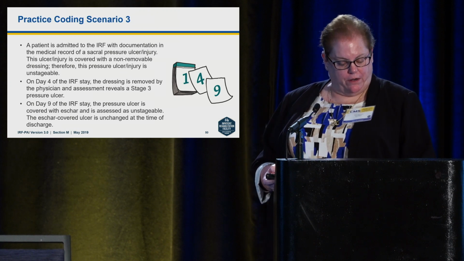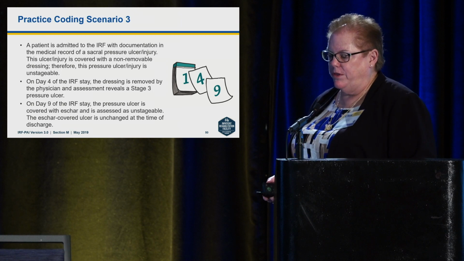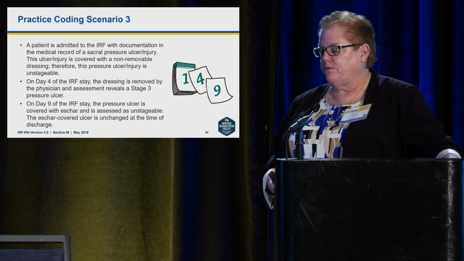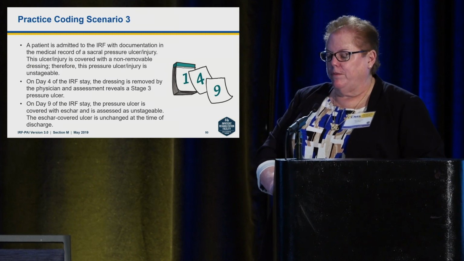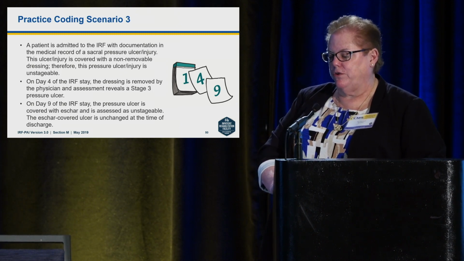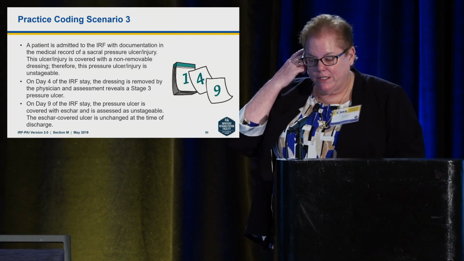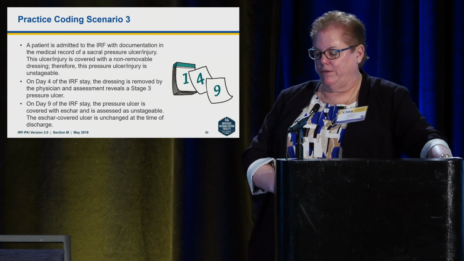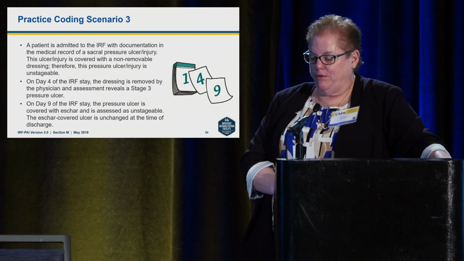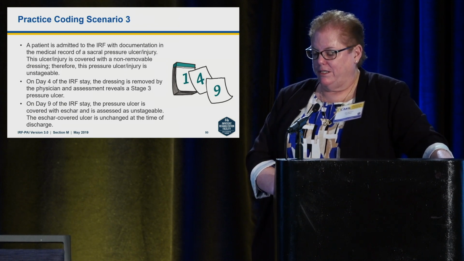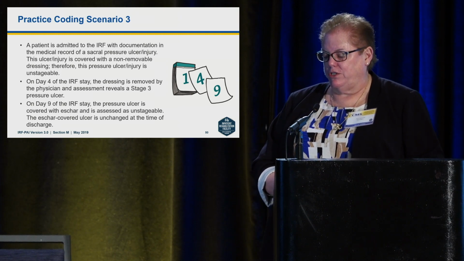So let's look at a practice scenario here, scenario 3. A patient is admitted to the IRF with documentation in the medical record of a sacral pressure ulcer or injury. The ulcer or injury is covered with a non-removable dressing. Therefore, the pressure ulcer or injury is unstageable. On day 4 of the IRF stay, the dressing is removed by the physician and assessment reveals a stage 3 pressure ulcer. On day 9 of the IRF stay, the pressure ulcer is covered with Eschar and is assessed as unstageable. The Eschar covered ulcer is unchanged at the time of discharge.